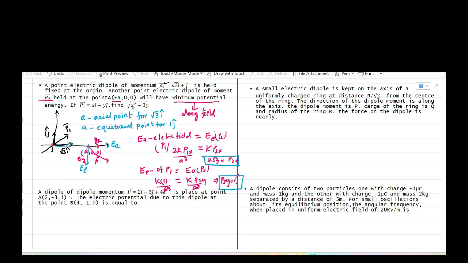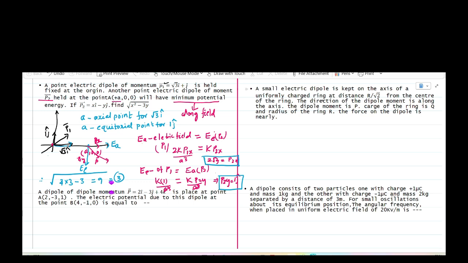Therefore now substitute these x values here. Root over 4 into 2 root 3, right? 2 root 3 means 4 into 3, minus 3, which is equal to 9. That is equal to this answer.